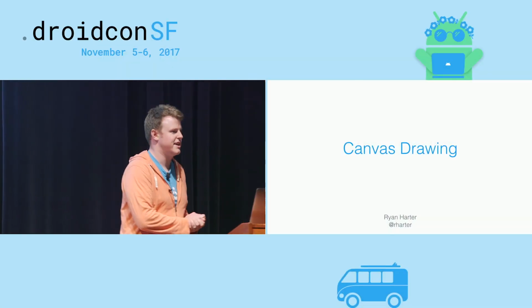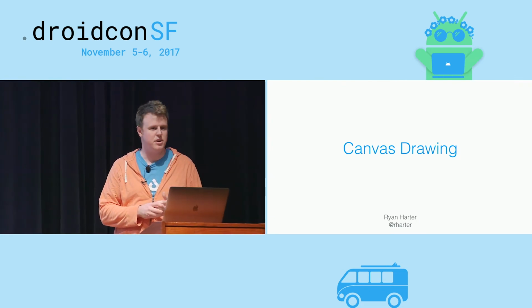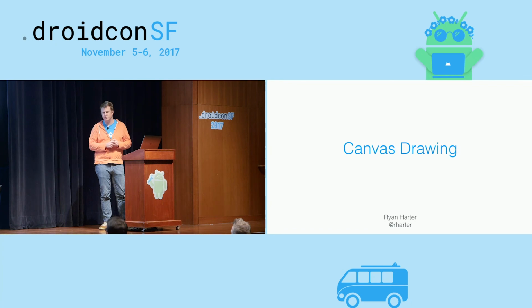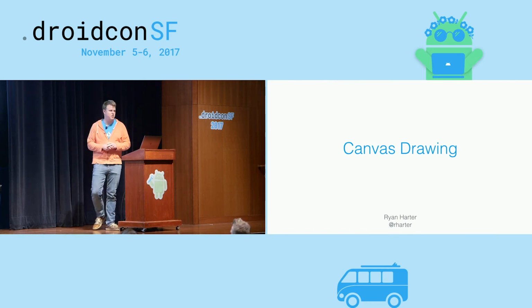Welcome, everyone. My name is Ryan Harter. I am the Android developer at a small company called Pixite. We do creative graphics apps. We used to do a lot of photo editing stuff. Our big app now is an adult coloring book called Pigment.